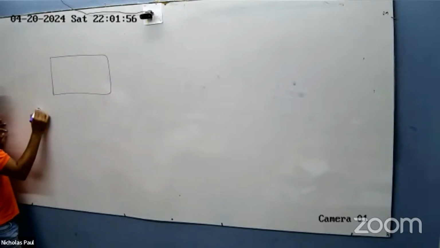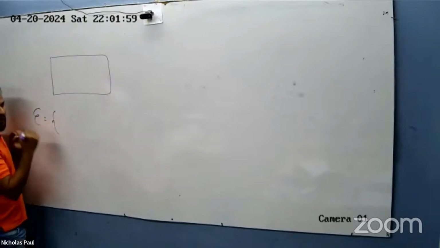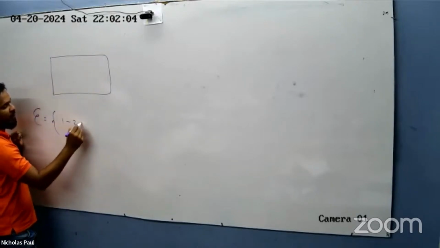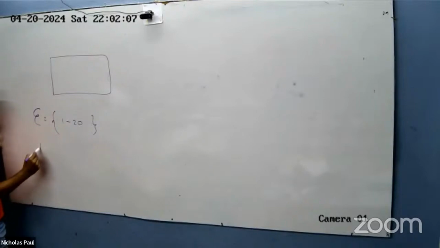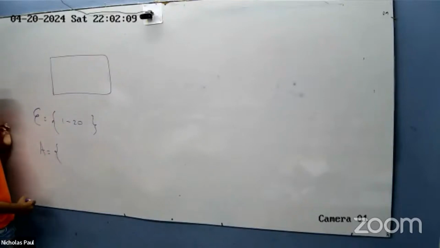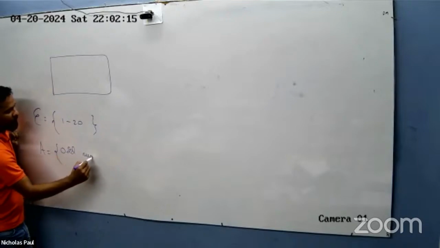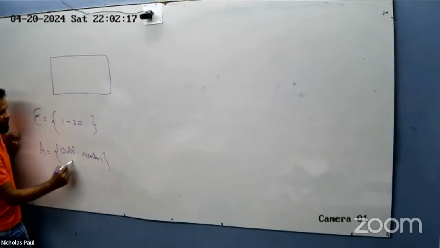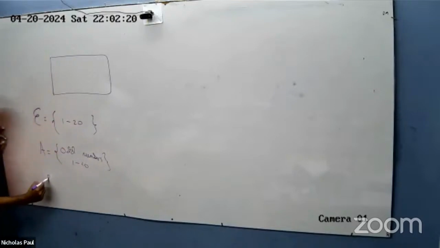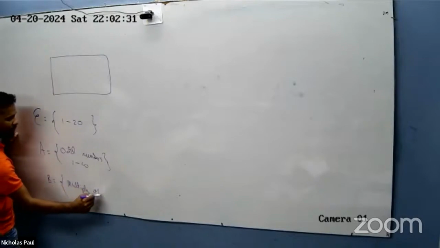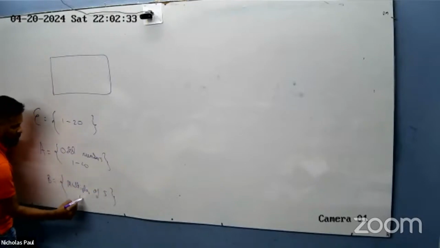So, let's say I gave you a universal set, and let's use numbers 1 to 20. And I give you a next set A. Let's use odd numbers, odd numbers 1 to 20. And B, I would like to use multiples of 5 between 1 and 20.